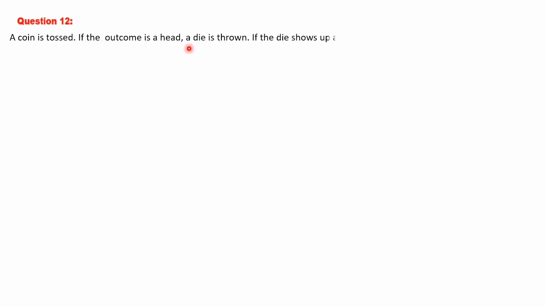Move on to the 12th question, that is: a coin is tossed. If the outcome is head, a die is thrown. If the die shows up an even number, the die is thrown again. What is the sample space for this experiment? Let us understand what is mentioned in the question very clearly, then only we will be able to write the sample space. A coin is tossed.